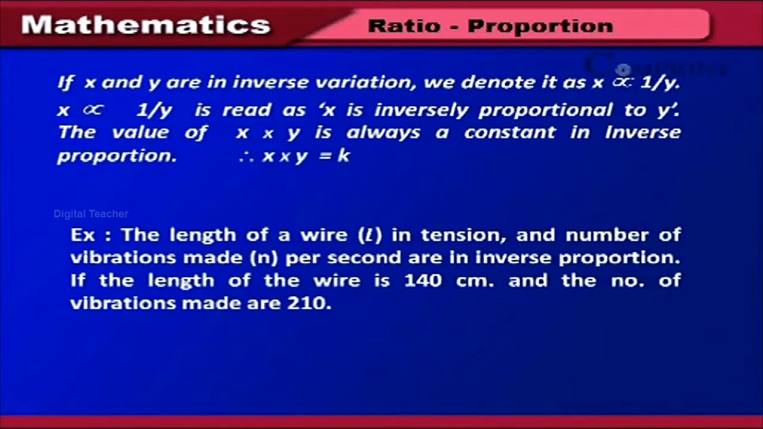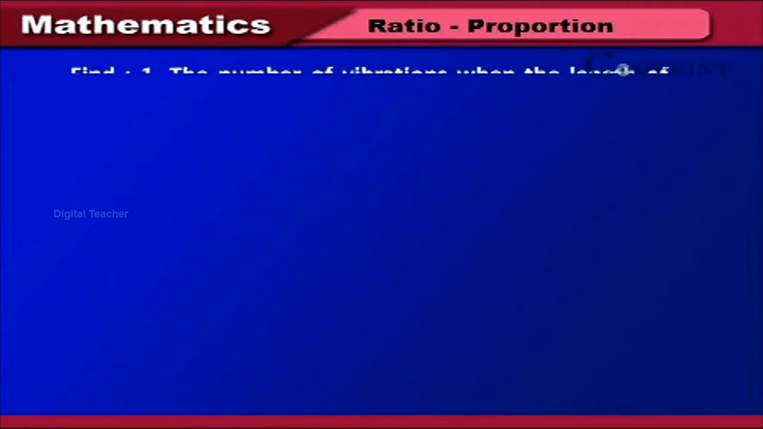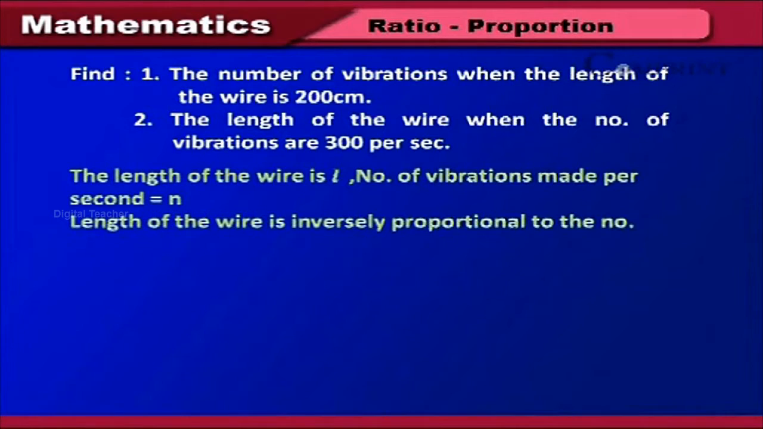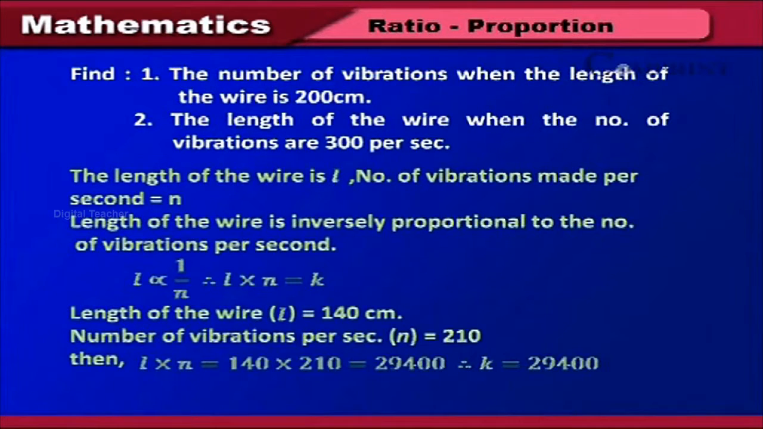Example: the length of a wire L in tension and the number of vibrations made n per second are in inverse proportion. If the length of the wire is 140 centimeters and the number of vibrations made is 210, find 1. The number of vibrations when the length of wire is 200 centimeters. 2. The length of the wire when the number of vibrations is 300 per second.